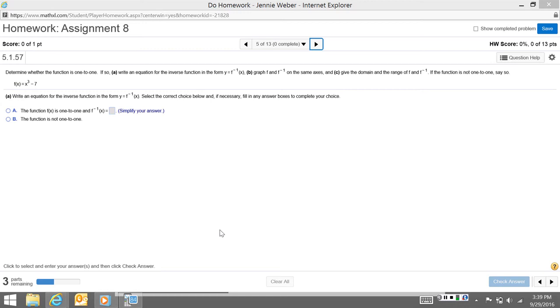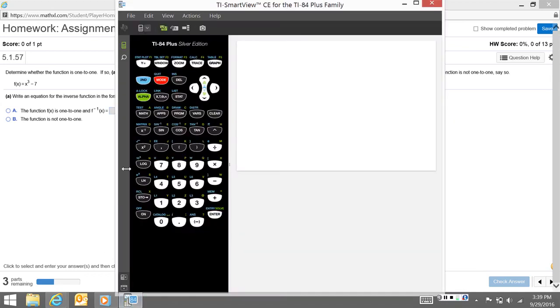are 1 to 1, the graph is the best way to figure that out, just like it's the best way to figure out if something is a function. And your graphing calculator will allow you to quickly do that. So I'm going to pull up my graphing calculator. And I need to put this in.